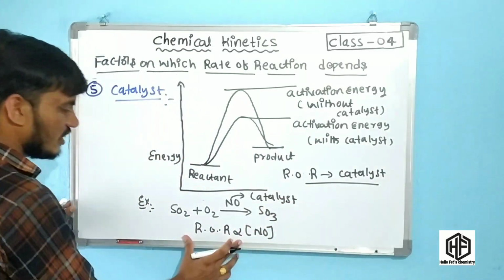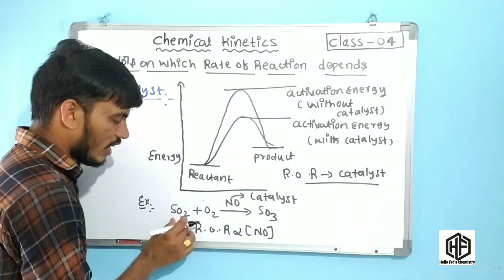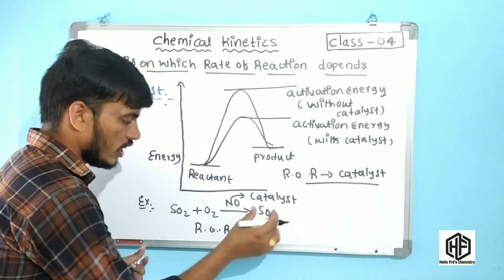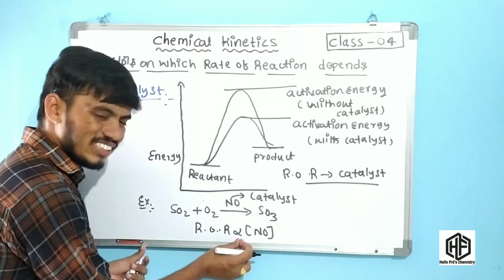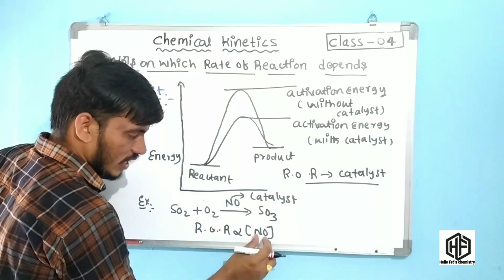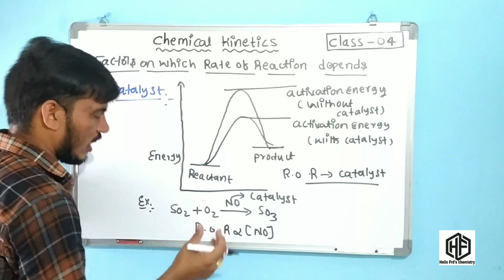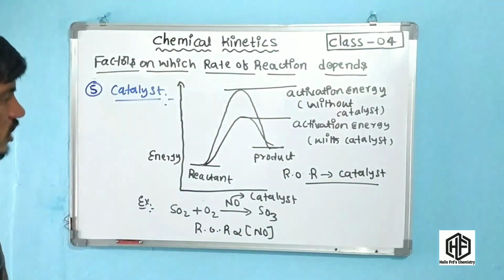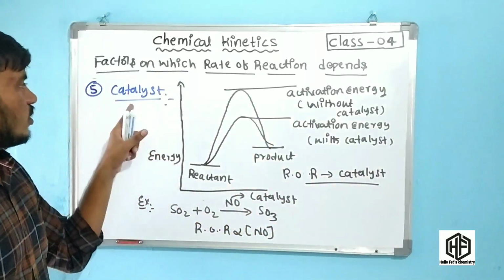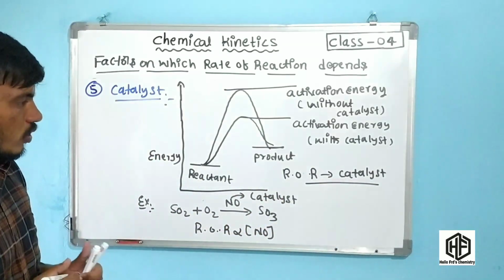Friends, practically in this contact process, sulfur dioxide is reacted with O2 to form SO3. The rate of reaction is directly proportional to the concentration of nitric acid. What happens, friends? The rate of reaction depends upon the catalyst. This is a very important factor.